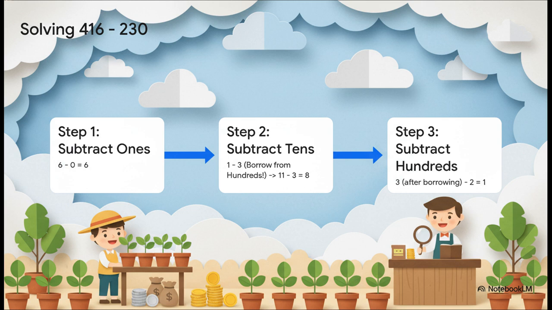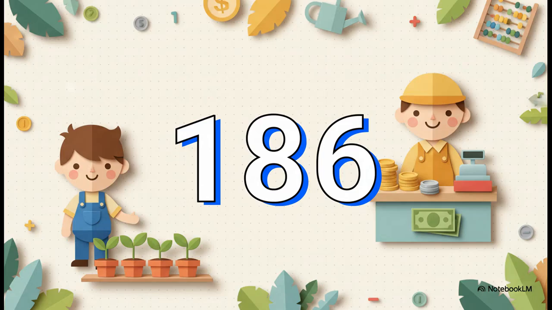Now we can solve it. 11 minus 3 is 8. And finally, the hundreds. 3 minus 2 is 1. And our answer is 186. So after delivering all those plants to the school, Kishan has 186 saplings left. You are all doing so well with this.